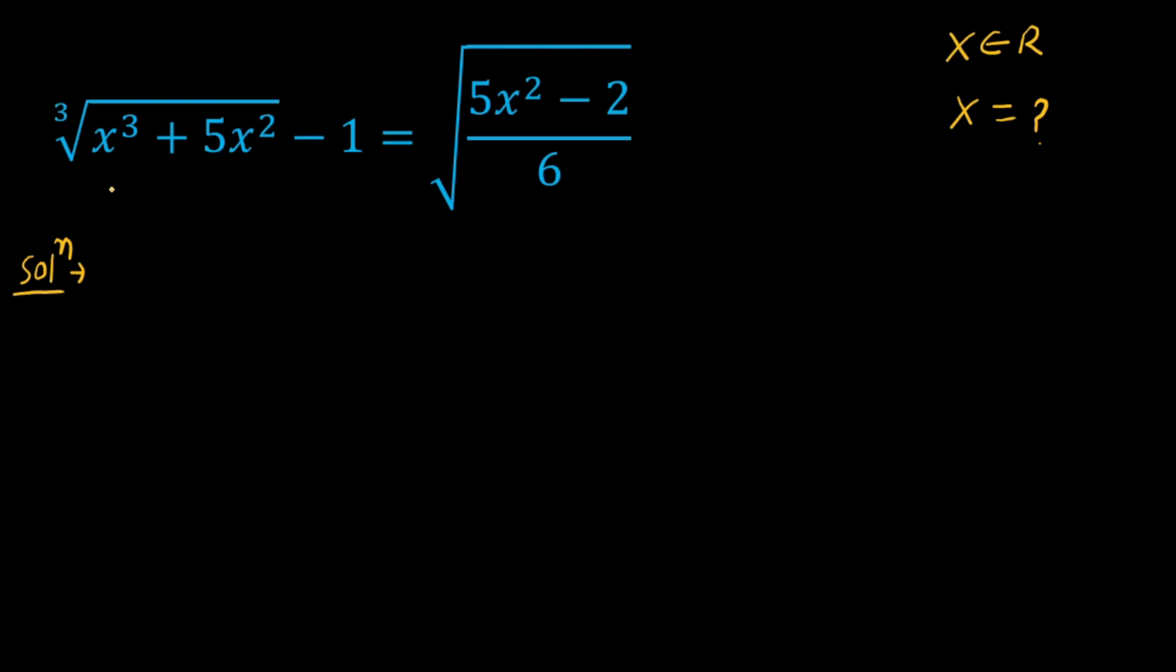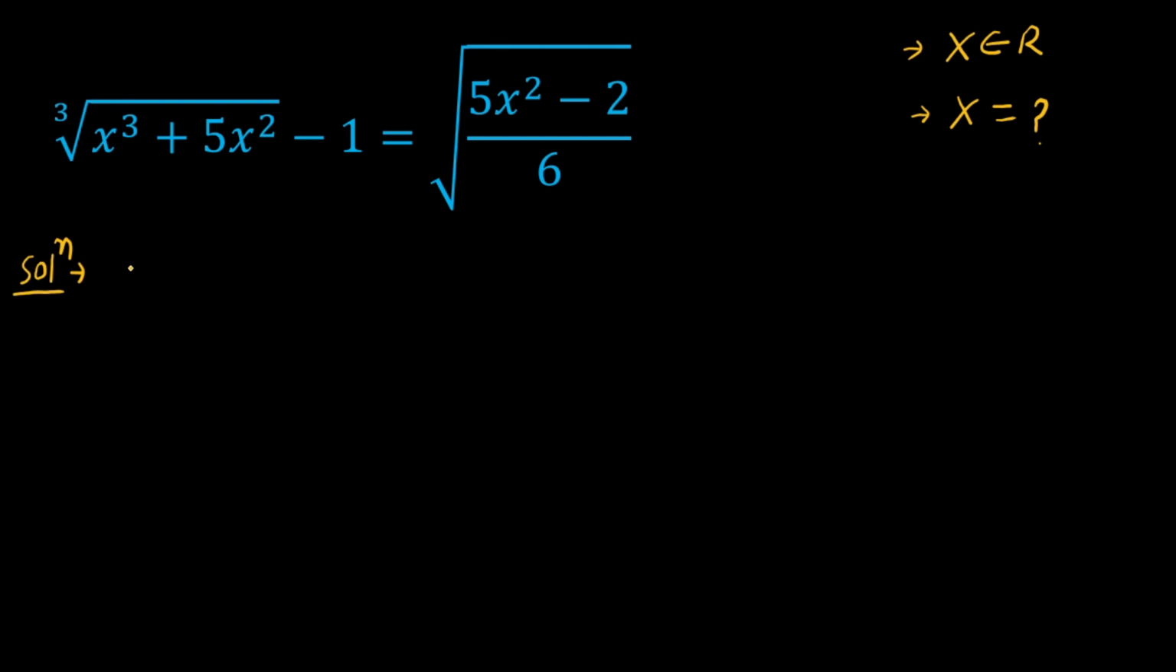Hello students, in this video we are going to solve cube root of (x^3 + 5x^2) - 1 = square root of (5x^2 - 2)/6. Here we will find the value of x, where x belongs to the real numbers. On the left hand side we have a cube root and on the right hand side we have a square root. Here we will apply the substitution method.